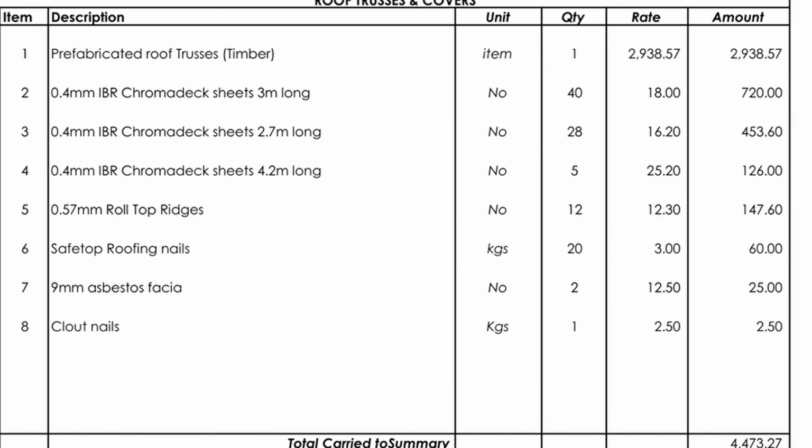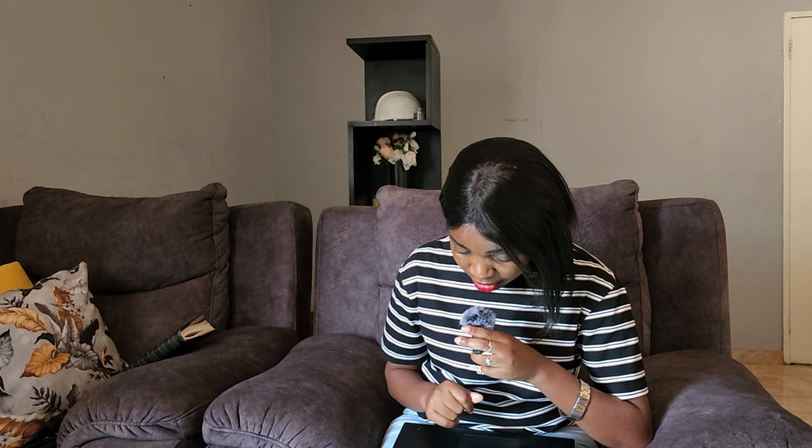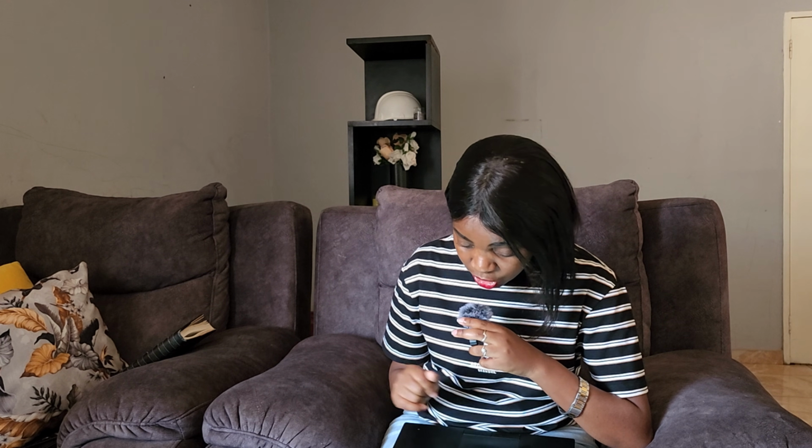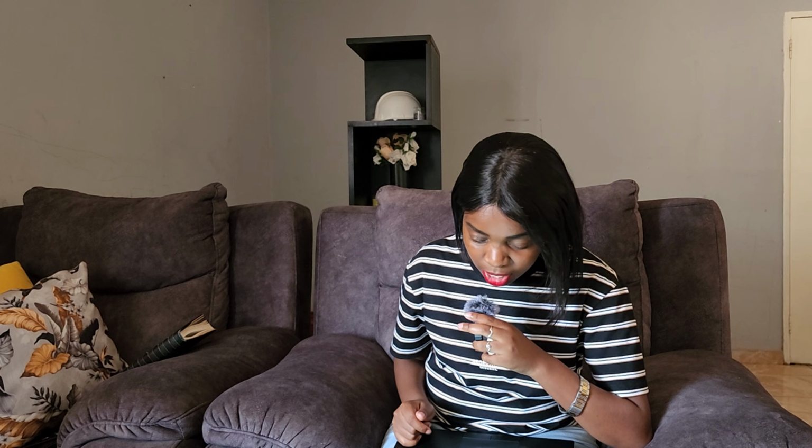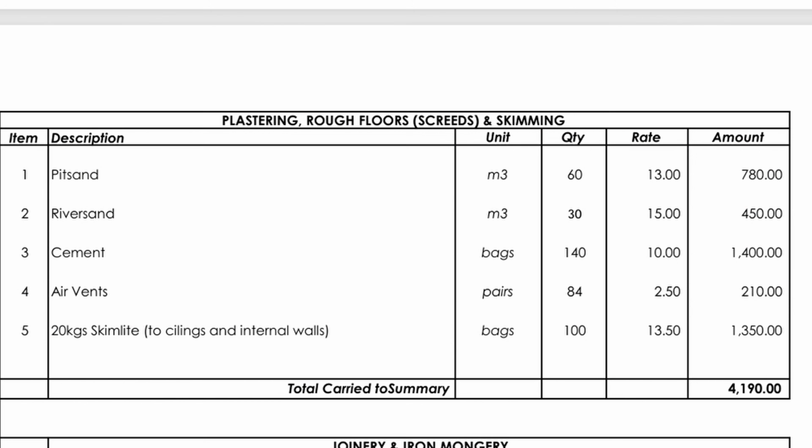All right, so the structure is done, it has been roofed. So now we are moving on to the plastering, the screeds, and the skimming of this house. Let us look at how much money is going to be needed for this process. Okay, so for this stage, 4,190 US dollars is needed. Let's just have a quick look at what is needed for the stage.